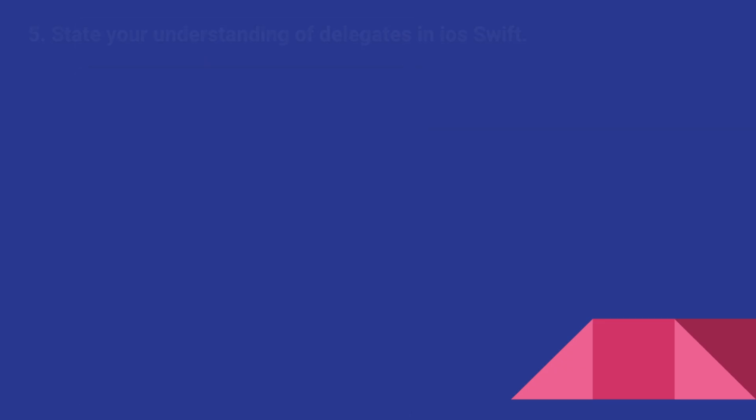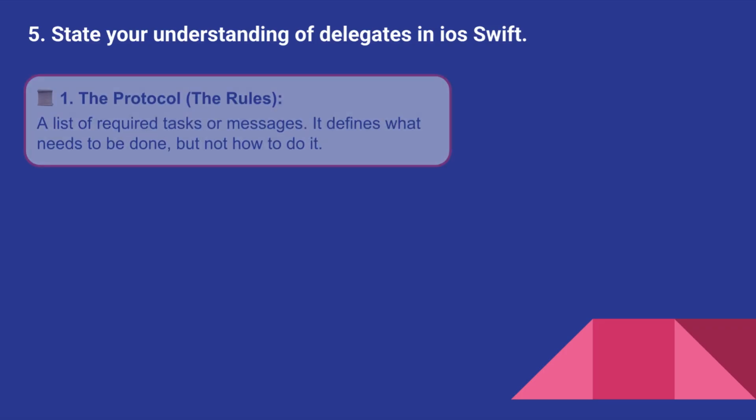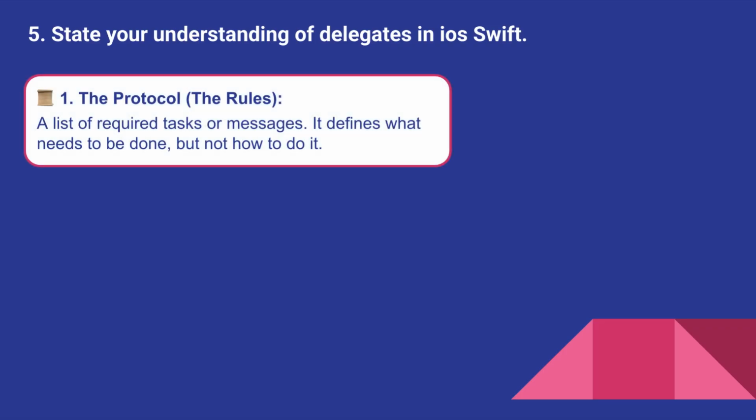Let's move on to question number 5. State your understanding of delegates in iOS Swift. To understand the delegate pattern, you just need to know its 3 main parts. First is the protocol. Think of this as the rules. It is simply a list of tasks or messages that define what needs to be done, but it doesn't actually say how to do it.